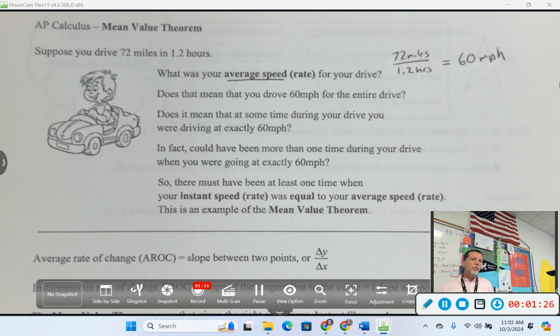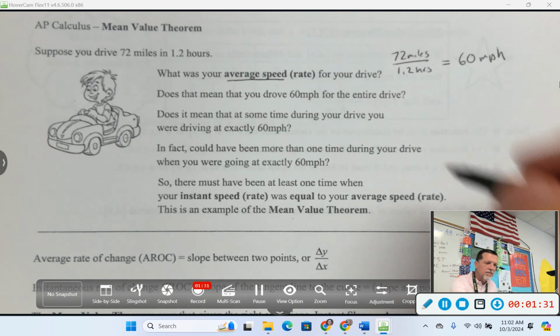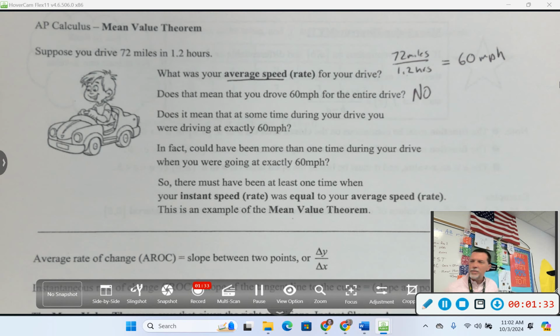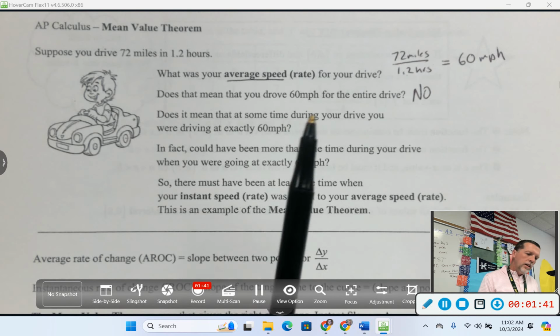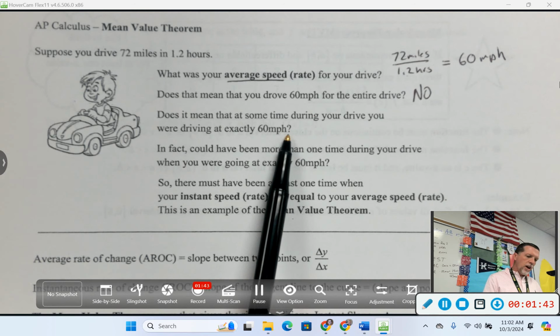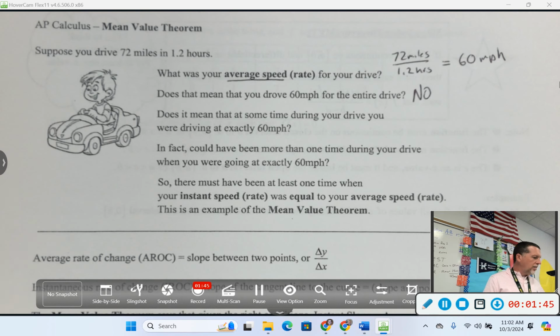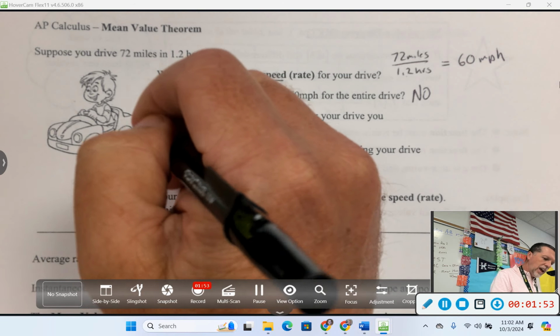Does that mean you drove 60 miles per hour for the entire drive? No. Right? Sometimes you were faster, sometimes you were slower. Who knows? But you're definitely not at 60 the whole time. Does it mean that at some point during your drive, you were driving exactly 60 miles an hour? That's the key question. That's the MVT question of the day.